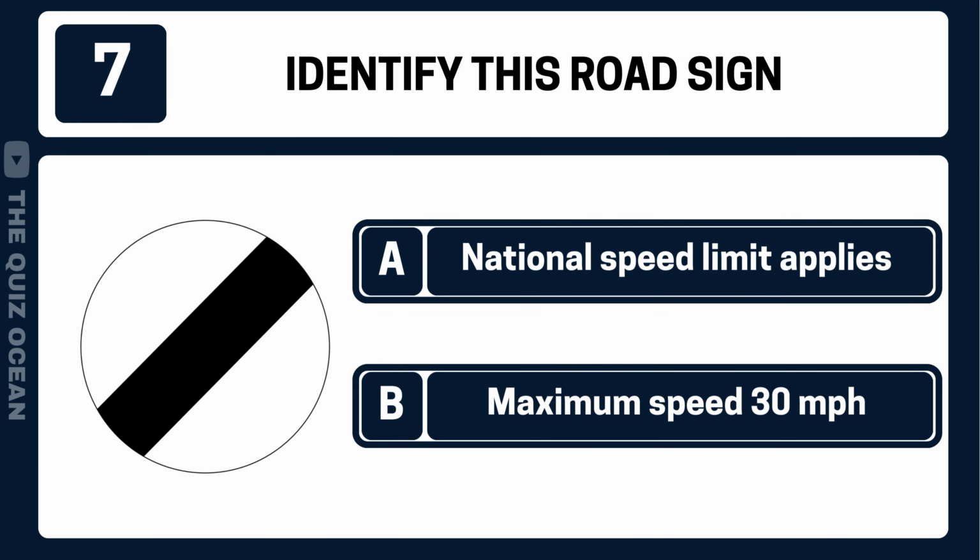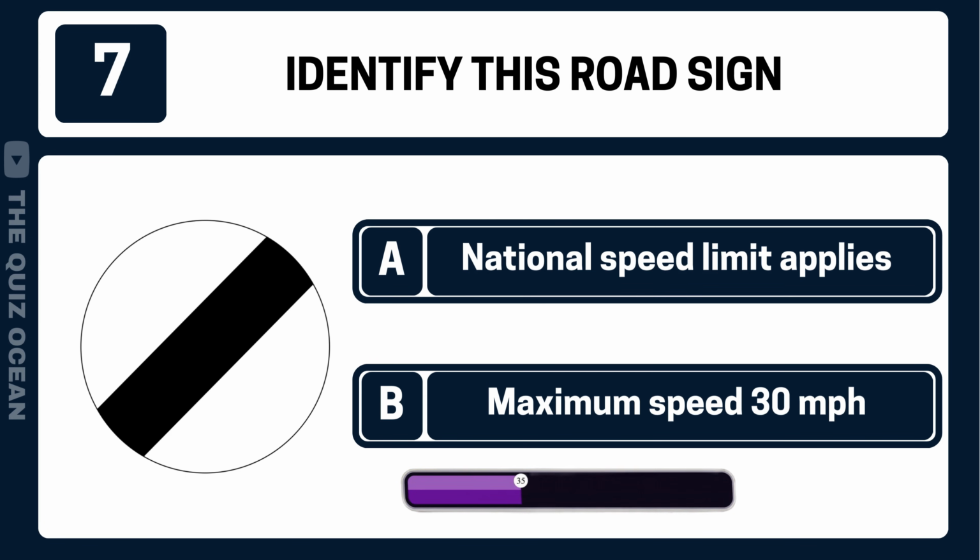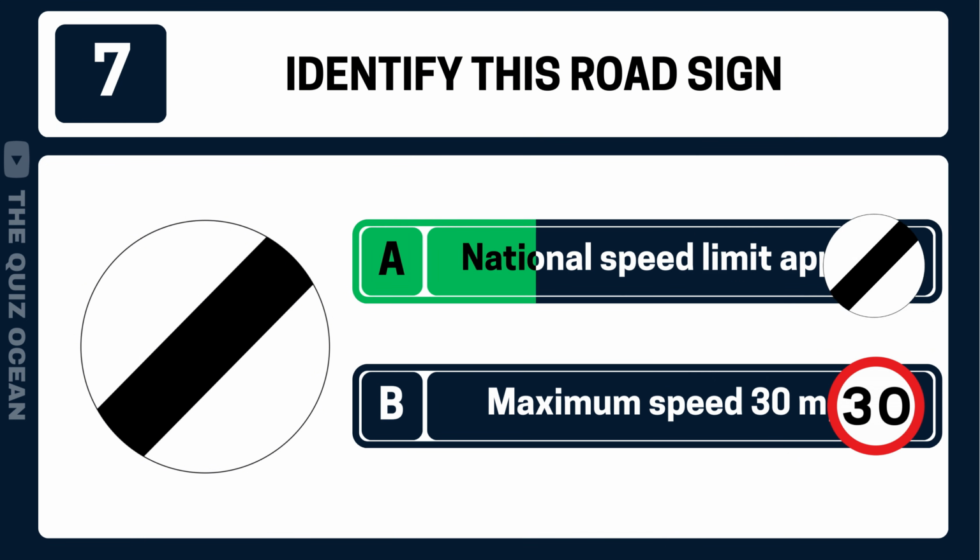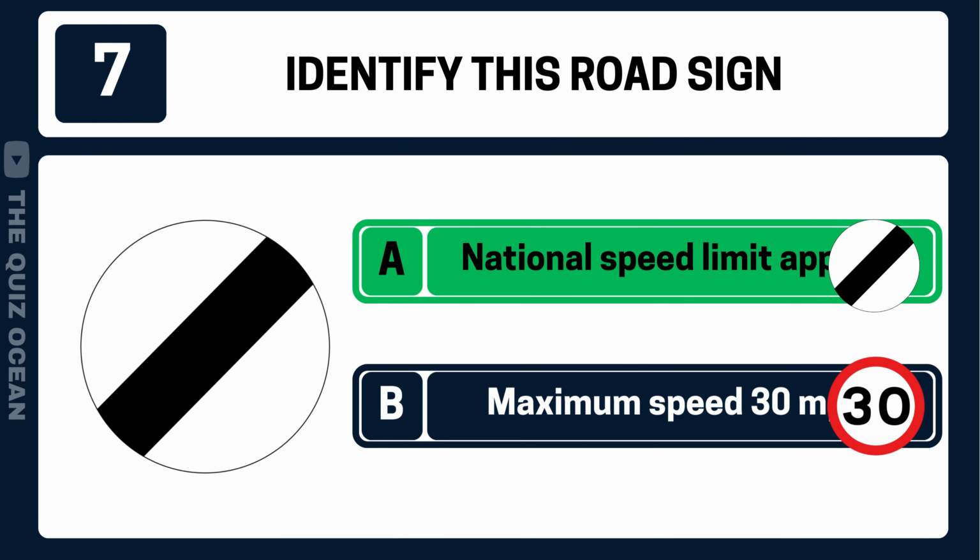Name this traffic sign. A. National speed limit applies. B. Maximum speed 30 miles per hour. Excellent! This is the National Speed Limit Applies sign.